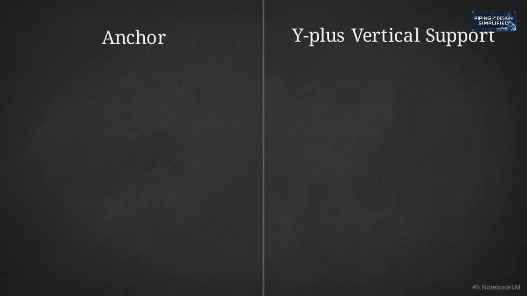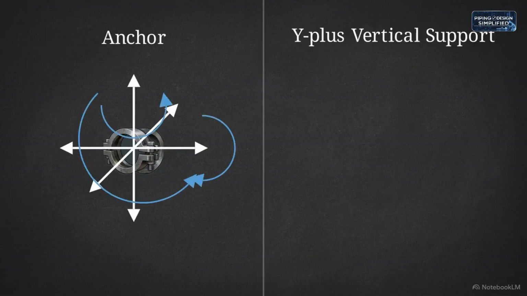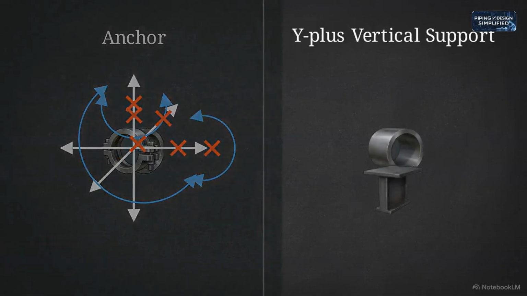Looking at the left side of this diagram, we see an anchor. An anchor completely locks the pipe in place. It arrests all movement across all 6 degrees of freedom, blocking any axial, vertical, lateral, or rotational shifts. On the right side is a Y+ vertical support. This acts exactly like a table.